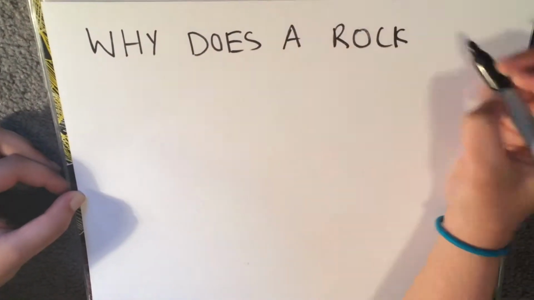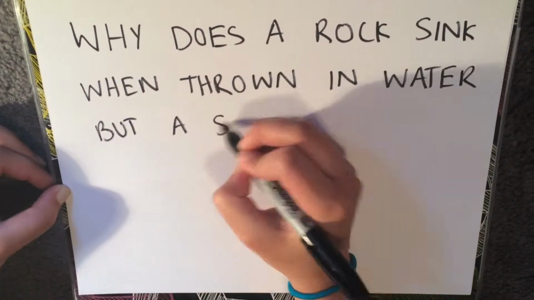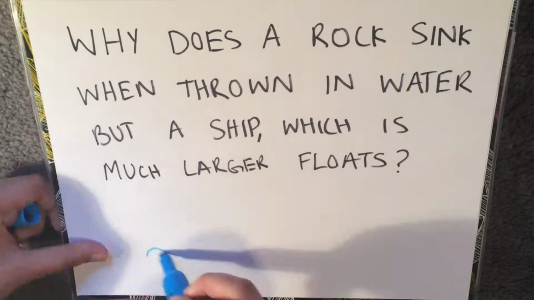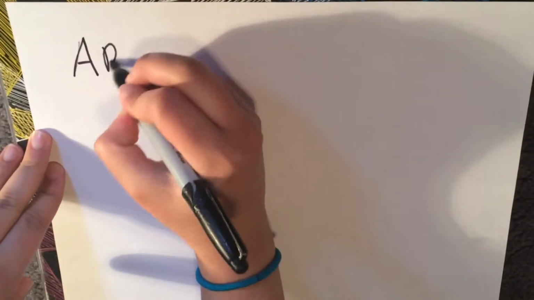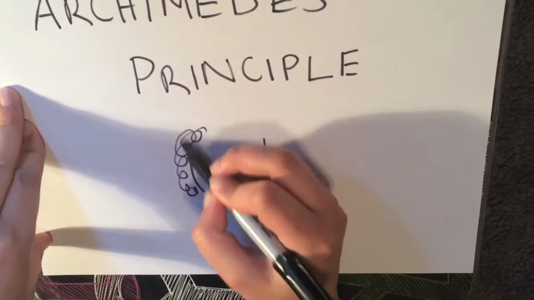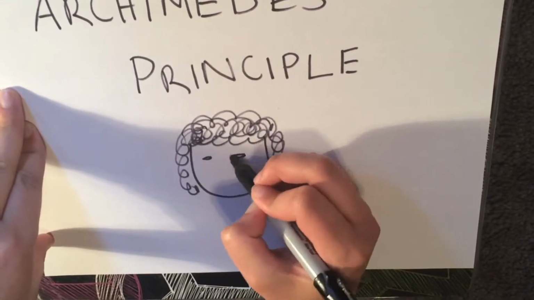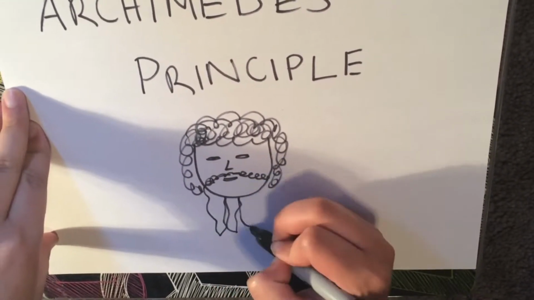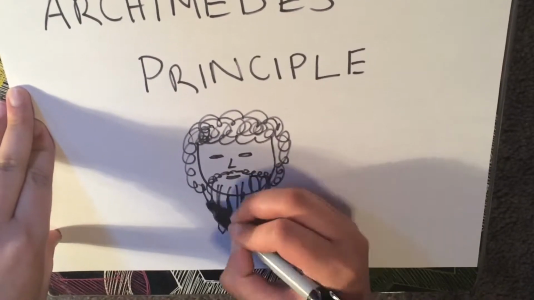Why does a rock sink when thrown in water, but a ship, which is much larger, can float? This can be explained by Archimedes' principle. Archimedes was a Greek mathematician who discovered that a body immersed in a fluid is lifted up by a force equal to the weight of the displaced fluid.